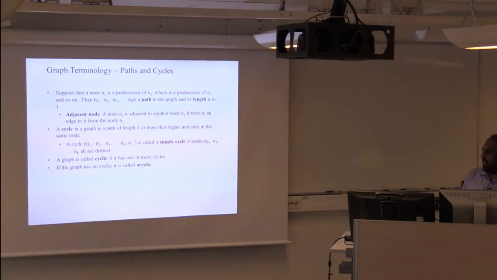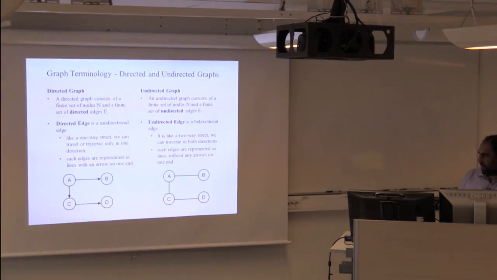More formally, suppose that node n1 is a predecessor of n2. If we consider the tree data structure, a predecessor is like a parent node and a successor is like a child node, which is a predecessor of another node, and so on. Then this sequence of nodes n1, n2, n3 until nk is a path, and the length of that path will be the number of nodes minus 1. This is almost the same as what we learned in the tree, because in the tree we also have tree height, length and depth.